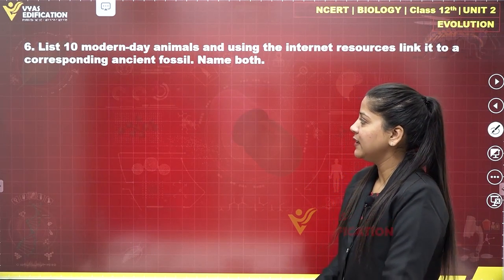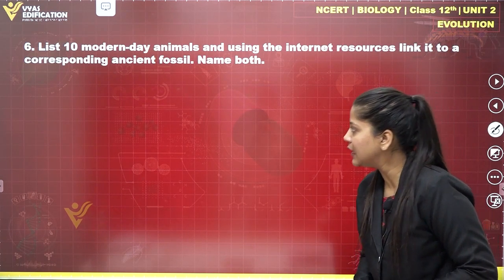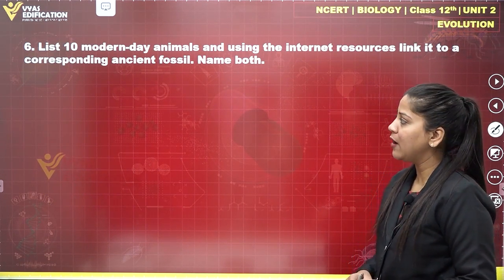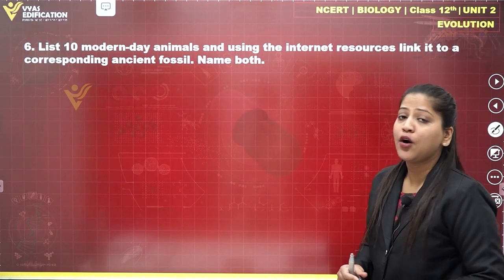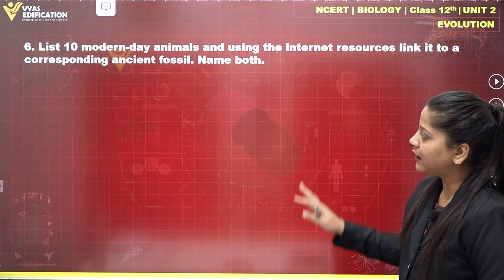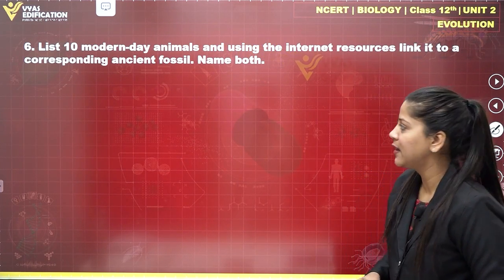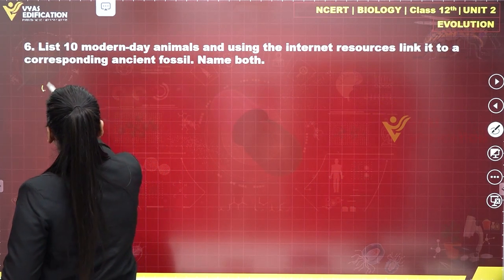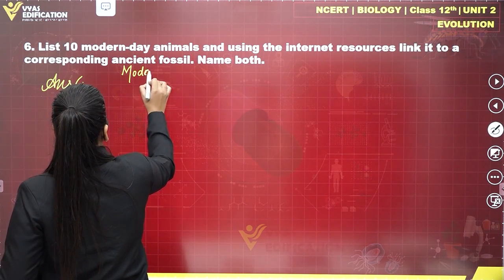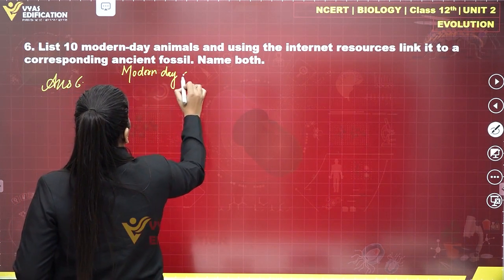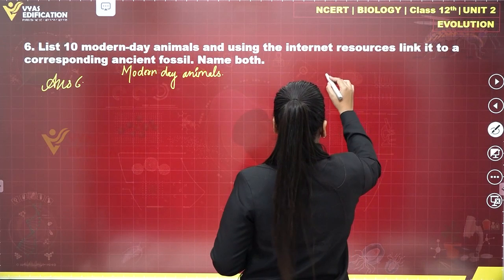Now let's talk about question number 6. List 10 modern day animals and using the internet sources, link it to a corresponding ancient fossils. Name both. So we have to name both type of organisms, that is modern day organisms along with their ancient fossils. So I'll be making here a list of 10 modern day organisms or animals with their ancient fossils, and we'll be writing answer in the left column. We'll be writing modern day animals, and in the right column we'll be writing ancient fossils.